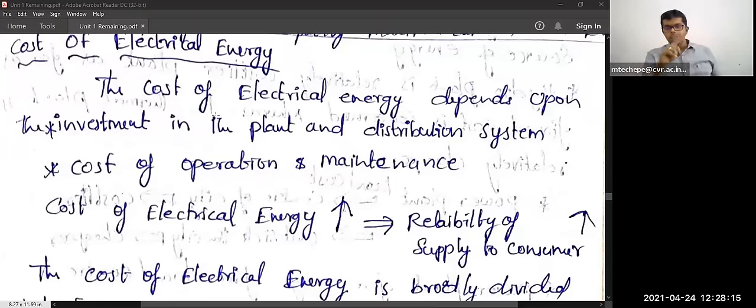If we pay more money, generally we expect reliability. Say for example, private omnibuses, we are paying more, whereas for government buses we normally pay some average cost. If we are paying more, we will expect more comfort, more cushion seats, like that. Similarly, if we are paying more cost, we will expect more reliability of the supply.